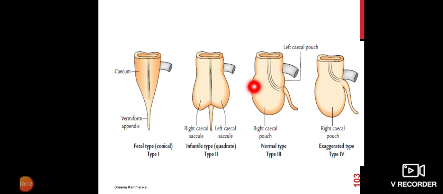This is the cecum. The cecum has a right pouch which is larger and a left pouch which is smaller. In between the right and left pouches, the appendix is present, arising from the posteromedial aspect of the cecum. Posteromedial means the posterior surface, but the medial aspect of the cecum. That is the normal attachment of the vermiform appendix. That is why it is present in 80 to 90% of people.